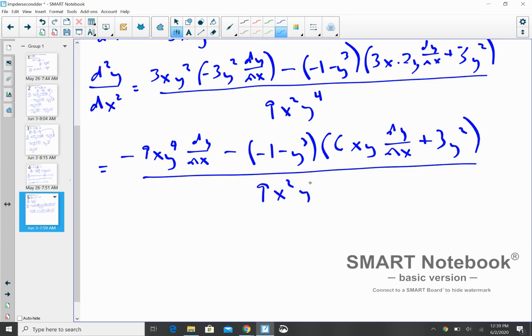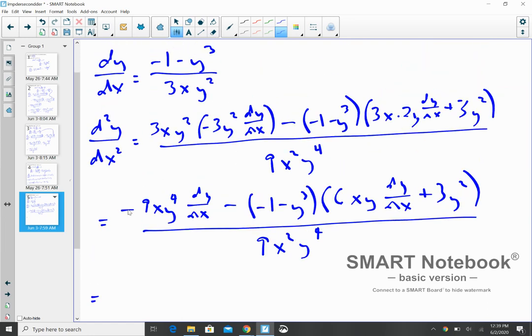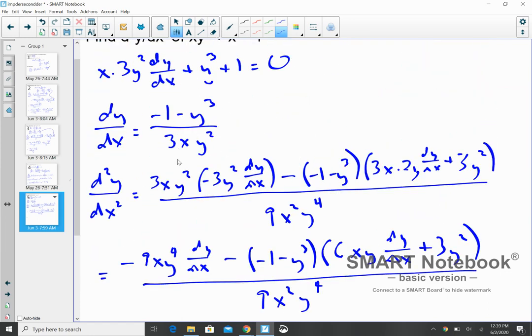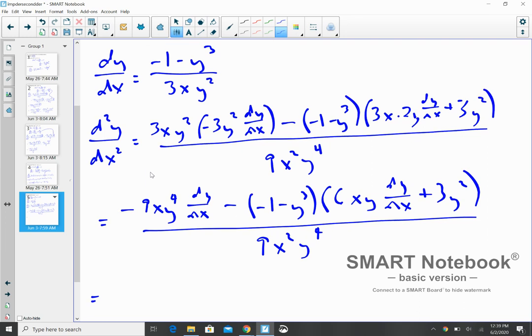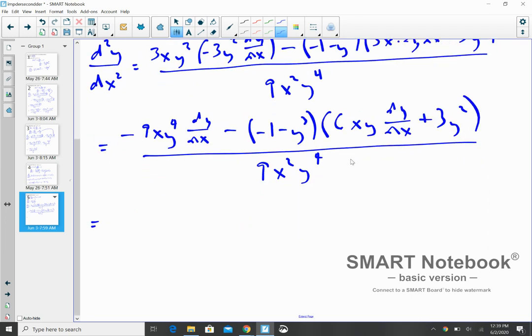9x squared y to the fourth. All right, so time to substitute in for those dy dx's. Now recall, it's this part right here, the negative 1 minus y cubed over 3xy squared, and I'm going to forget it, so I'm going to scroll back up probably in about 30 seconds. Okay, I've already forgotten it.